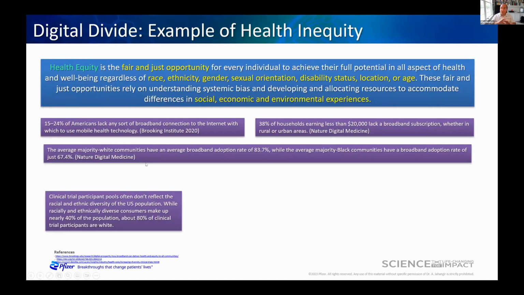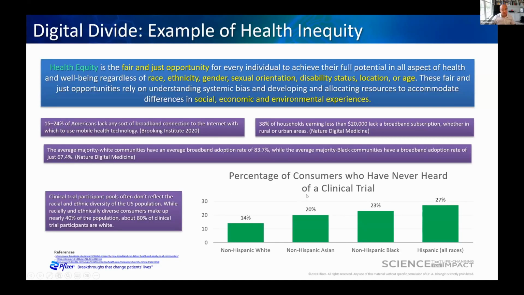Now, what's really also important, as I alluded to with clinical trials, is that clinical participant pools often don't even reflect the racial and ethnic diversity of the US population. What I mean by that is that while racially and ethnically diverse consumers make up nearly 40% of the population, about 80% of our clinical trial participants are indeed white. This is a study that was conducted by Deloitte, and it shows that when they asked consumers whether they have ever heard of clinical trials, 14% of non-Hispanic white said yes. I'm going to go to non-Hispanic Black: 23% haven't even heard of this.